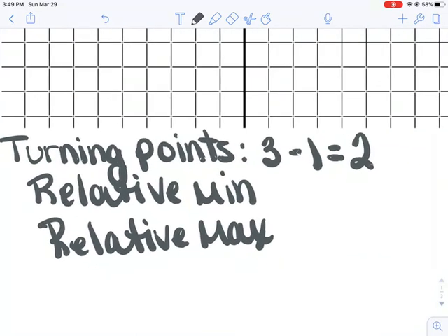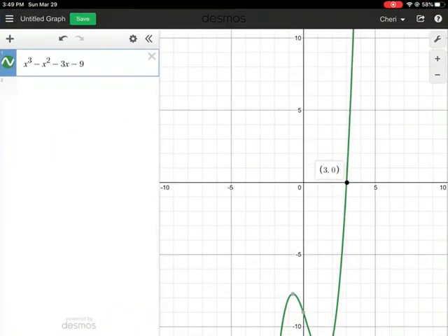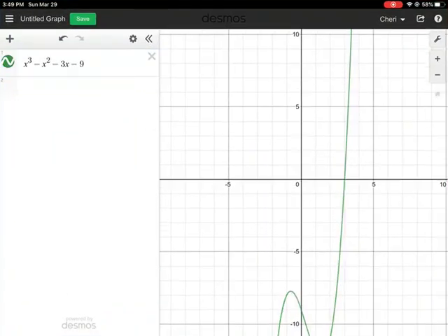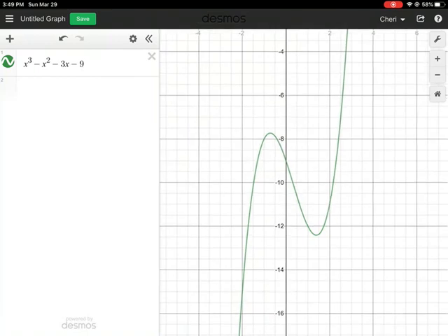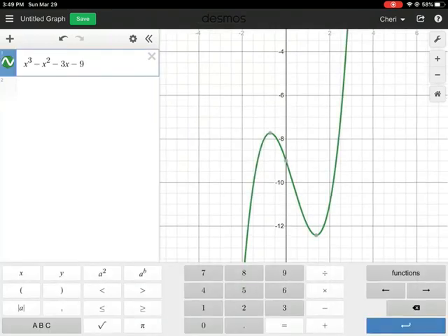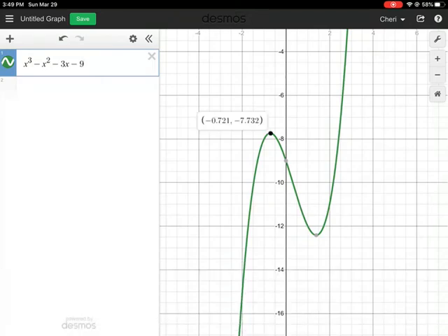I'm going to go back into our Desmos, and hopefully scroll up. There they are, and highlight these. I'm going to write them down so I don't forget them. Okay, so this looks like my max. So negative 0.72 and negative 0.77. Let's do that. And that's going to be our max.